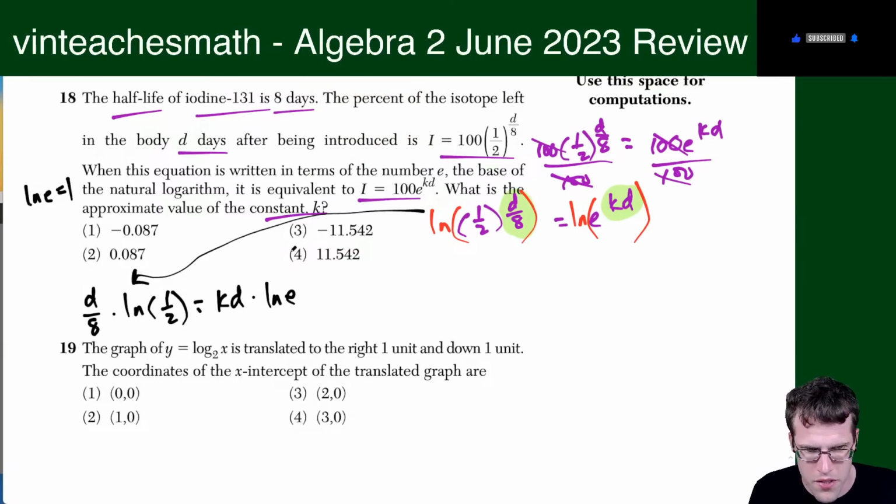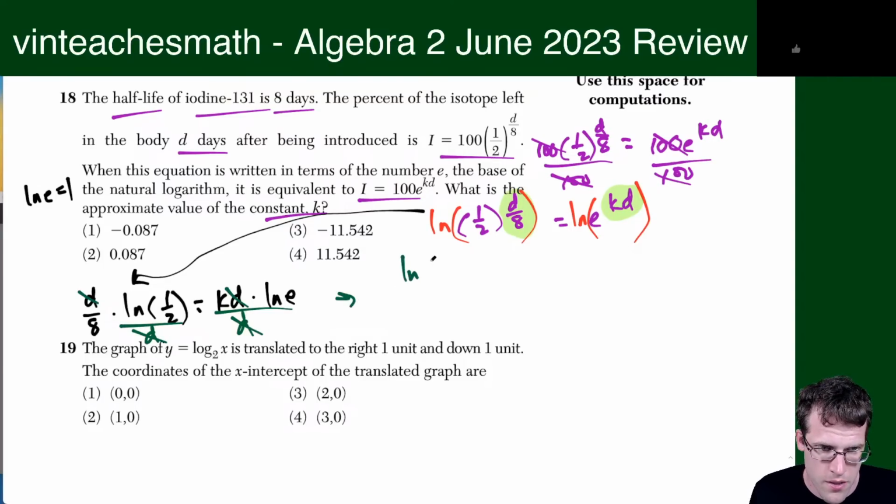I'll just say this is equal to 1. Okay, but divide both sides by d. And then d over d cancels on both sides. So now what we have is ln of 1/2 over 8 equals k times ln e, but ln e is 1. So k times 1, which is just k.